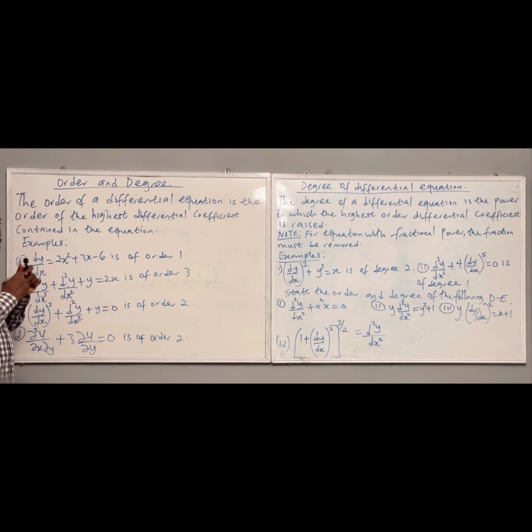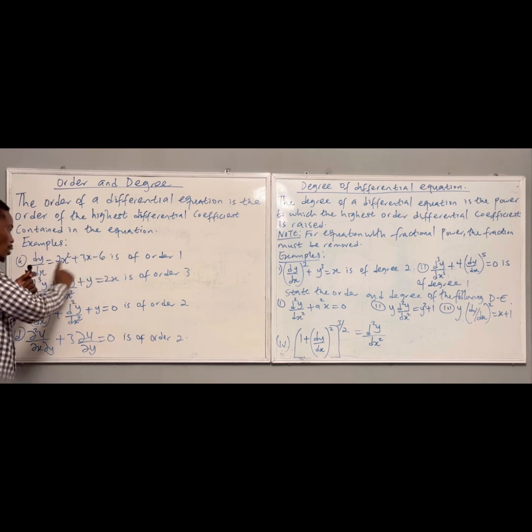How do we get example A as order 1? According to the definition, we know that in a differential equation, the highest derivative or the highest differential coefficient contained in the given equation is the order. If you look here, we have y. If we differentiate y, we're going to have dy over dx. So it means the derivative of a dependent variable is dy over dx.